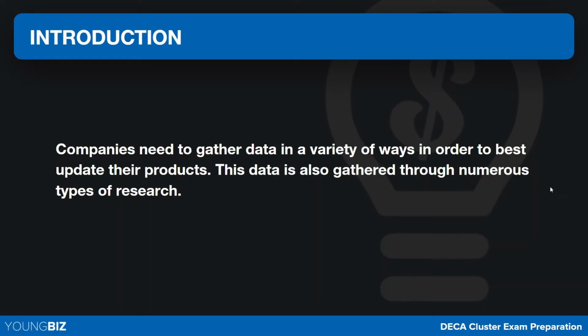So, today I'll discuss the numerous ways a company gathers data in order to improve their products. This could range from upgrades to existing products or the creation of new ones entirely. Furthermore, I will talk about how companies conduct research in order to gather this data. So, let's talk about research first.